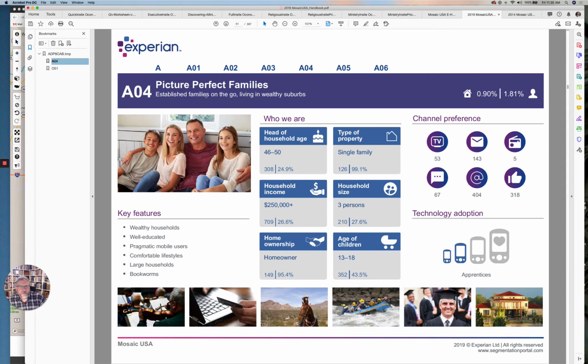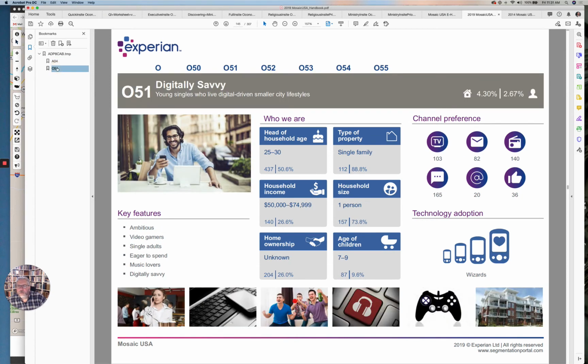It's just the way the graphics are described are a little bit more. But actually, you'll see some changes here. They are showing email being very high, letters still high in that sense. And same thing with the digitally savvy. Some of the same pictures, some different. You'll see where they're at there.